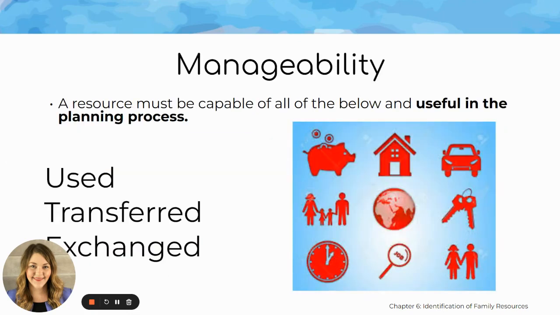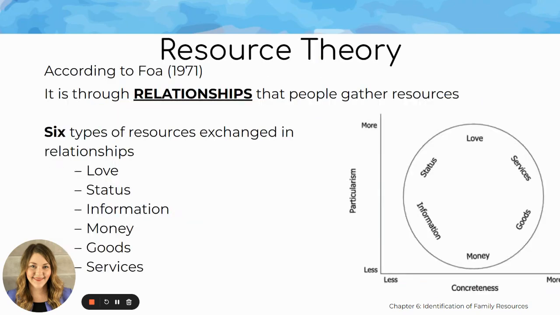Okay. When we look at resources, they must be capable of all of these things listed below and useful in the planning process. So they need to be used, transferred, or exchanged in how we can manage them. So those are just a few ways, when we're looking at resources, that we have to identify those specific things.